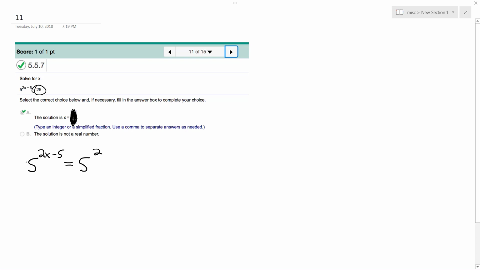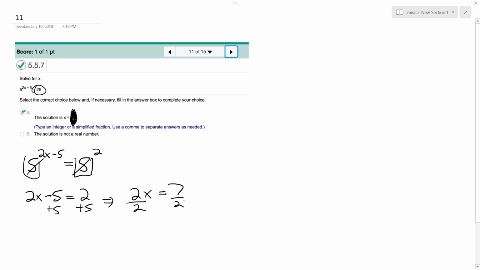And now, because I have the same base here, I can remove them, so I can just solve for the exponent part. So 2x minus 5 is equal to 2. So plus 5, plus 5. And then what I end up with is 2x is equal to 7. Divided by 2, divided by 2. x is equal to 7 over 2.